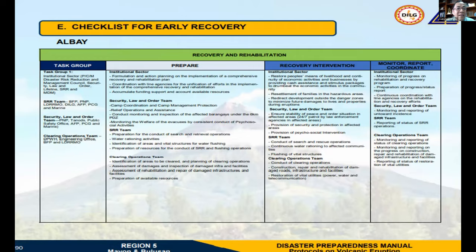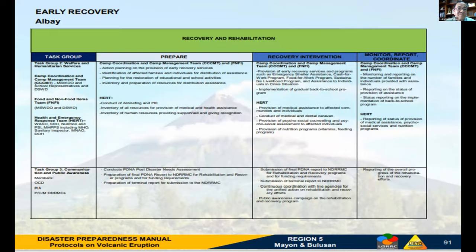And then dito naman sa recovery, okay, clear naman dito. I-shortcut ko na lang sa recovery. Automatic, we need to assess the damage. Confined lang within the hazard map as developed by PHIVOLCS. Doon lang naman ang damages except for as full kung mag-expand.